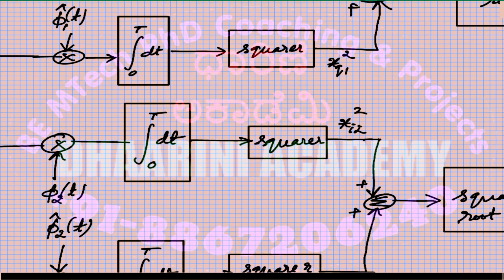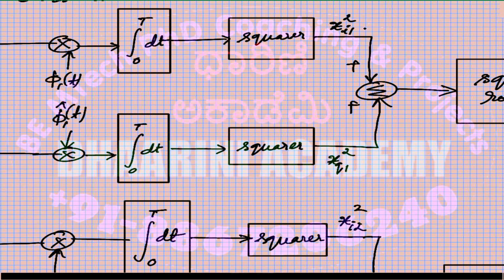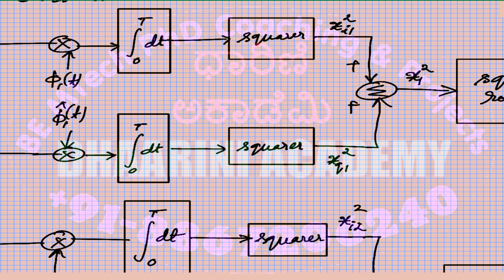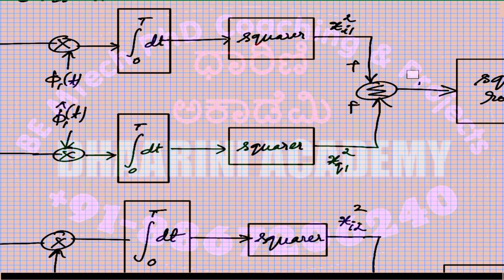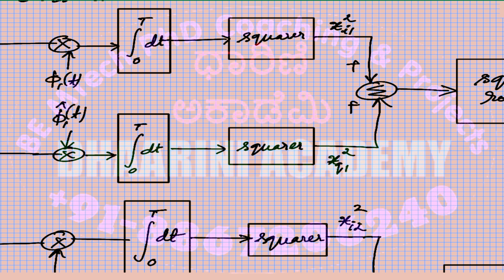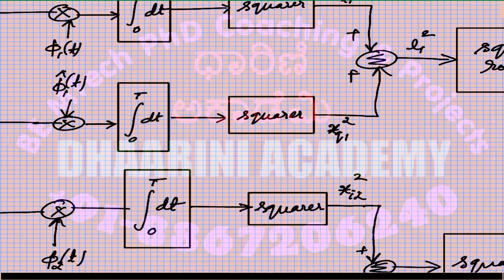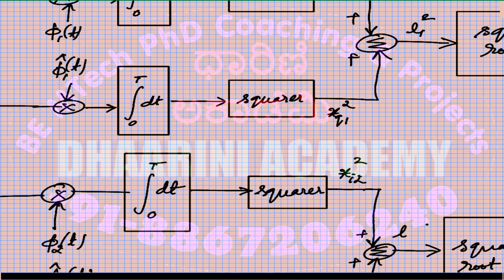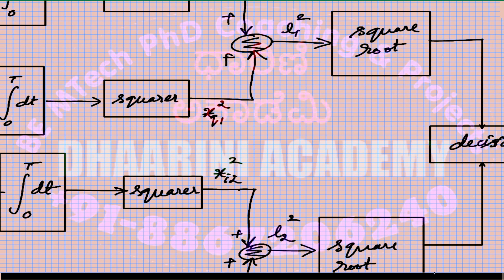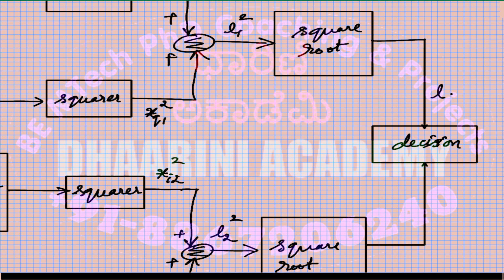Now by clubbing the x I1 square and x Q1 square, I got simply one square. We will give a name in terms of L, because we are using L to identify it, so you can call it L1 square. Similarly, the lower half we call L2 square. Then you have a square root. L1 square becomes simply L1. This becomes L2.